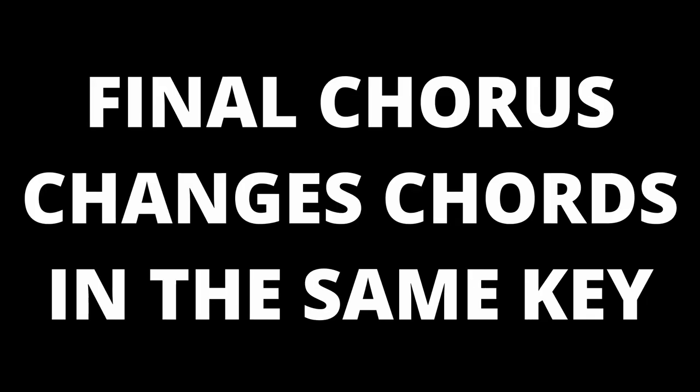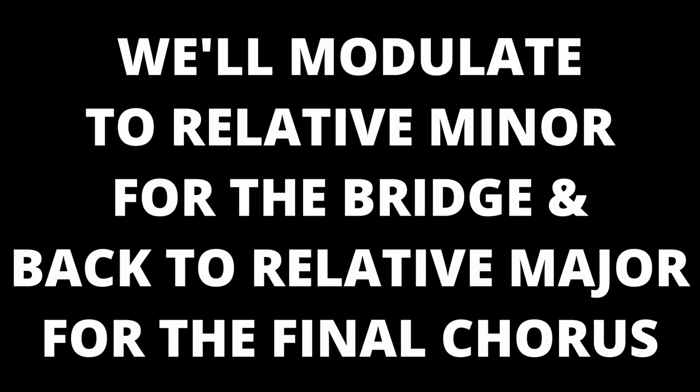If you were listening closely or have seen the full explainer video, you will know that the start of the final chorus has different chords to the other chorus repeats. This already provides a nice change, so for today we will modulate to the relative minor for the bridge and then back to the relative major for the final chorus.